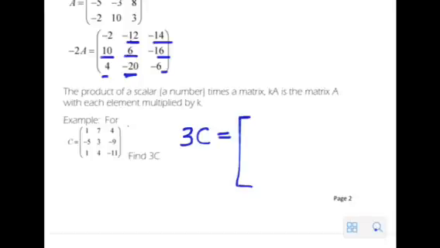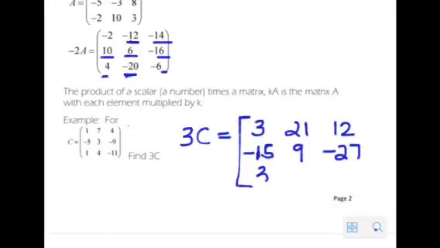You multiply each element by 3. So 1 times 3 is 3. 7 times 3 is 21. 4 times 3 is 12. 3 times negative 5 is negative 15. 3 times 3 is 9. Negative 9 times 3 is negative 27. 1 times 3 is 3. 4 times 3 is 12. Negative 11 times 3 is negative 33. So far, not so bad.